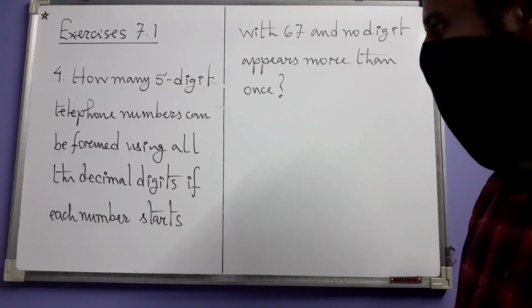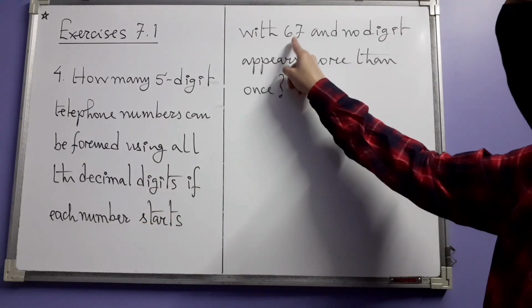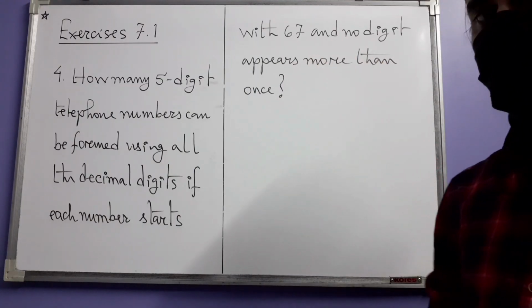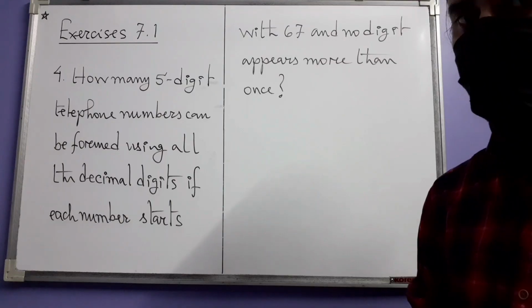Next, number 4. How many 5-digit telephone numbers can be formed using all the decimal digits, that means from 0 to 9, if each number starts with 67, this is fixed, and no digit appears more than once, that means repetition of digits is also not allowed.